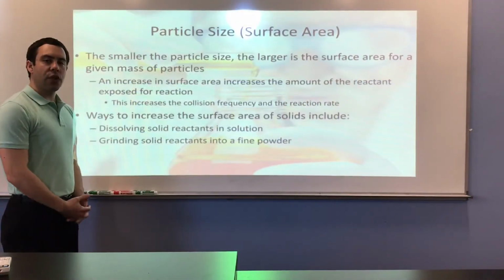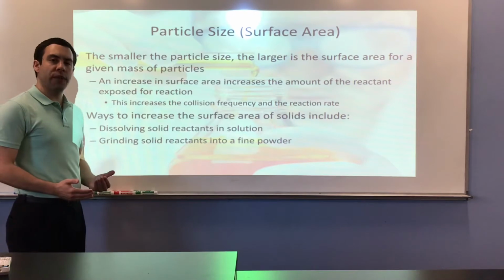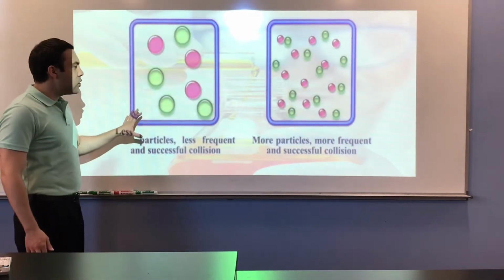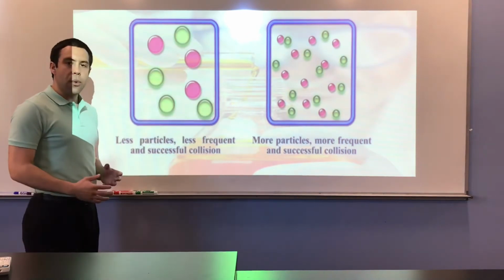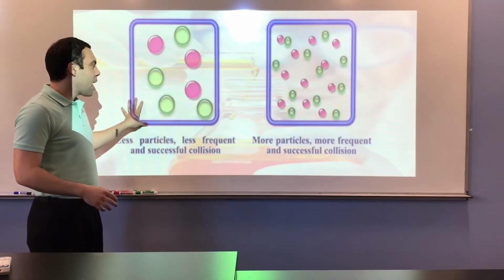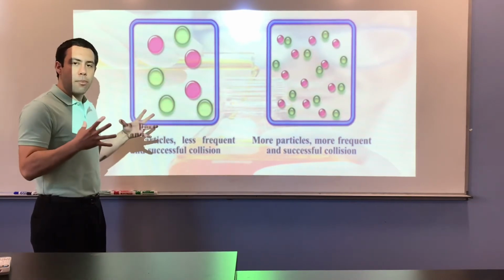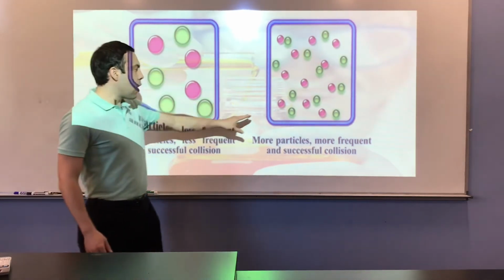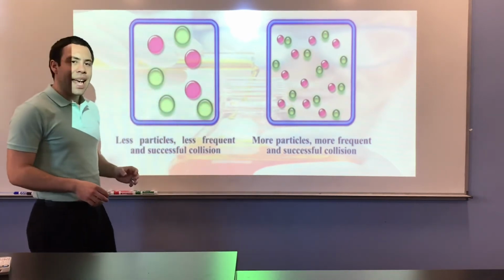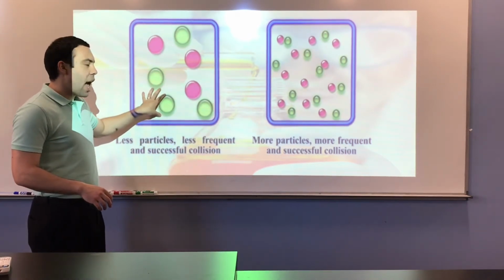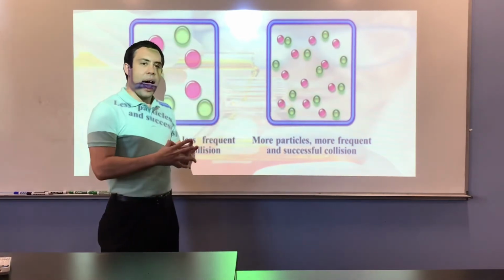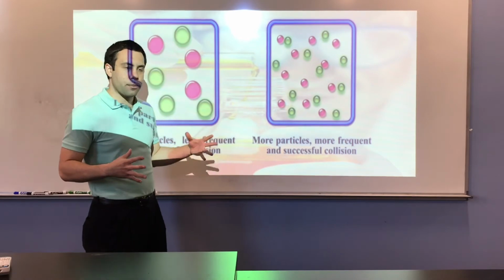The third factor is particle size, or surface area. How do they relate? Well, if we had two containers with equal masses of reactants, but the container on the left has fewer, bigger particles than the container on the right, which has more, smaller particles, the container on the left has a smaller surface area, whereas the container on the right has a greater surface area.